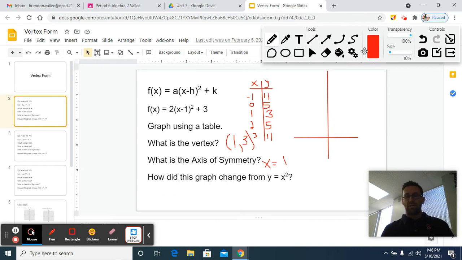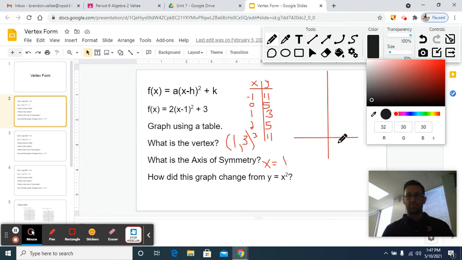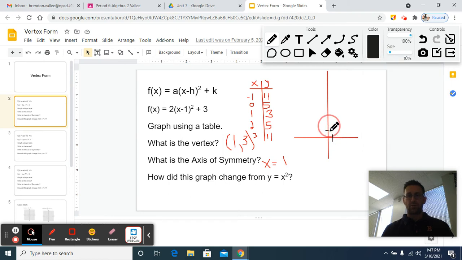So 1 comma 3. I go right 1 and up 3. That's this point right here. 0 comma 5. I go over 0 and up 5. So that's this point right here. 2 comma 5 is this point right here. 3 comma 11. So I got 6, 7, 8, 9, 10, 11. So 3 comma 11. And then negative 1 comma 11 is right here.